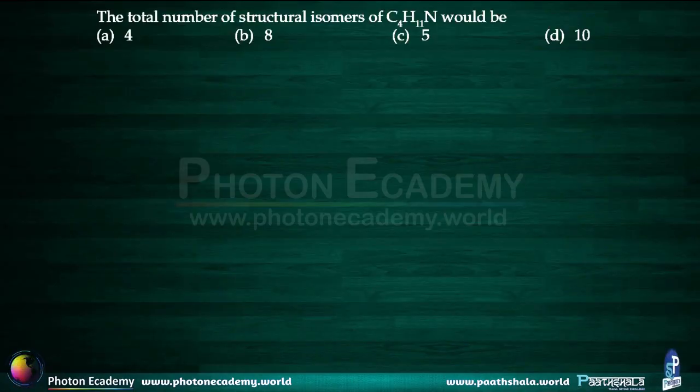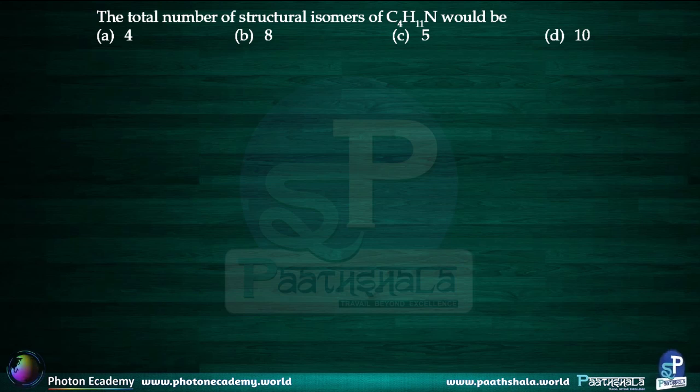Here we have been asked to find the total number of structural isomers of C4H11N. The first approach in these types of questions should be to find the degree of unsaturation, DOU, in organic compounds which are going to have nitrogen. The method to find the DOU is as follows.